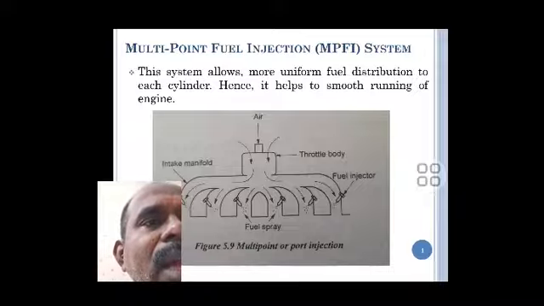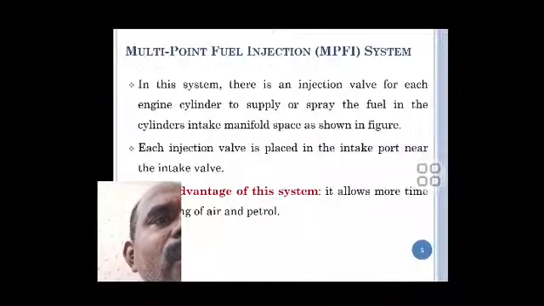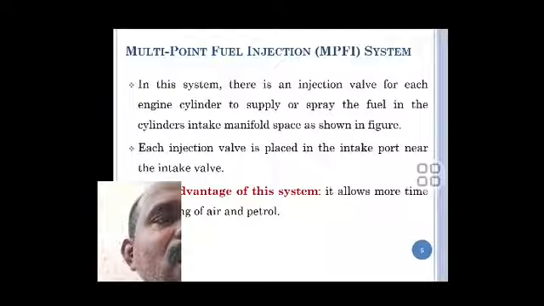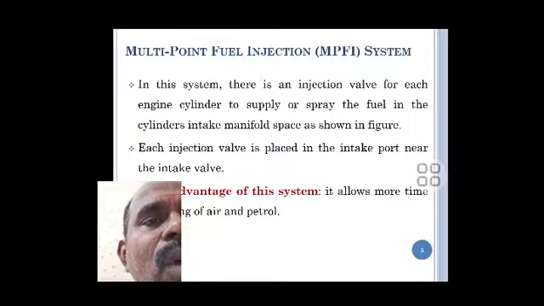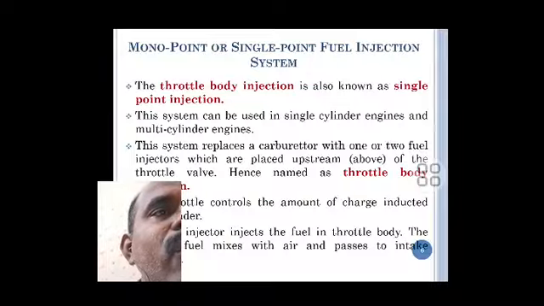The air and throttle fuel is mixed. Each and every cylinder has a separate fuel injector. In the multi-point fuel injection system, the injection valves for each cylinder spray the fuel into the intake manifold as shown in the figure. Each injection valve is placed in the intake port near the intake valve. An advantage of this system is that it allows more time for mixing the air and petrol.